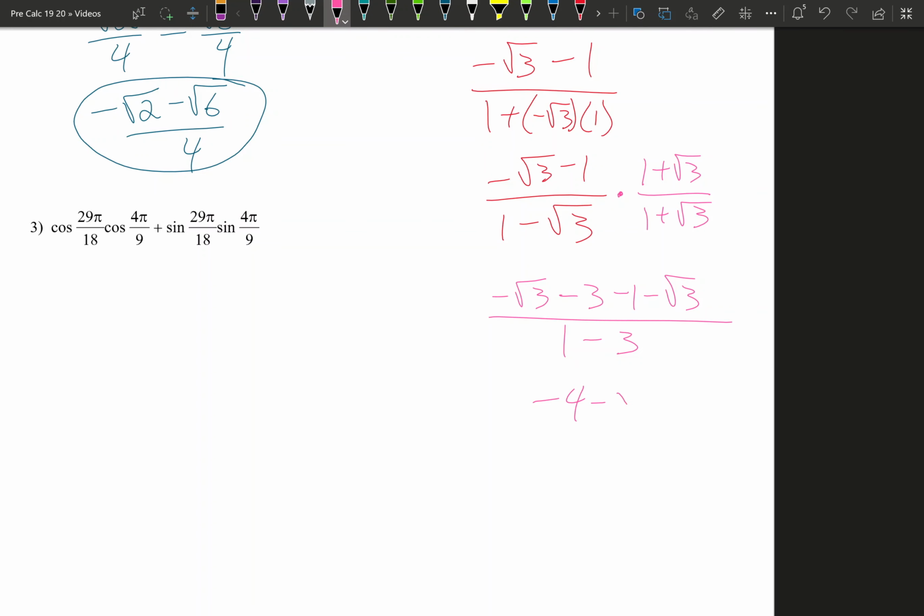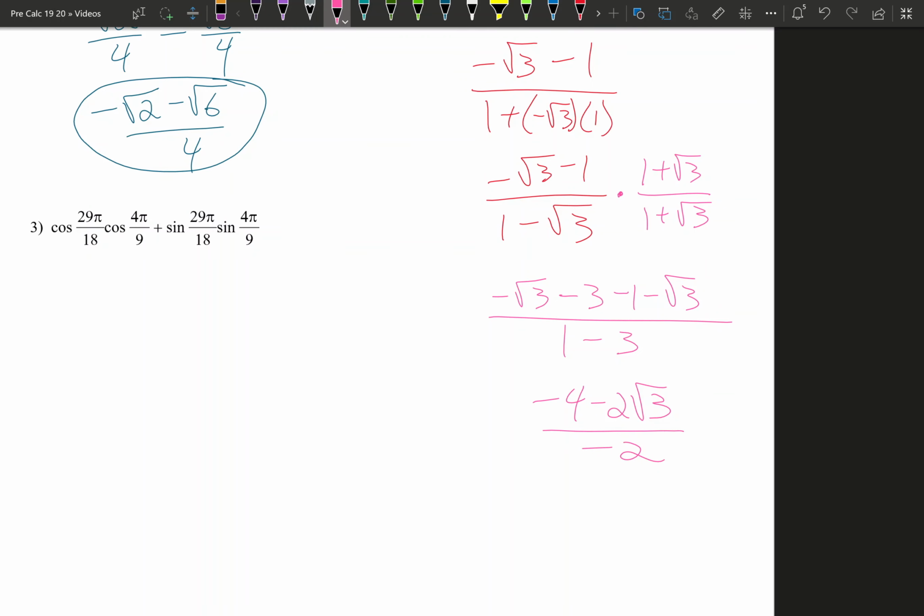So we have negative 4 minus 2 root 3. And if you're having trouble adding or subtracting any sort of radicals, you can think about them a little bit like variables. Like if our numerator was negative x minus 3 minus 1 minus x, it would be written just like this, except with an x instead of the square root of 3. So when you're combining like terms, treat them like variables and it will work out there.